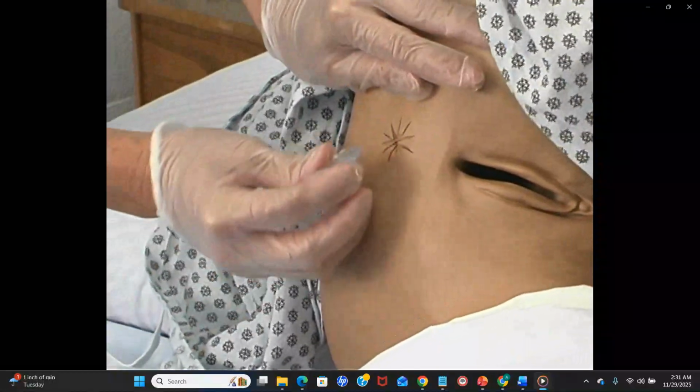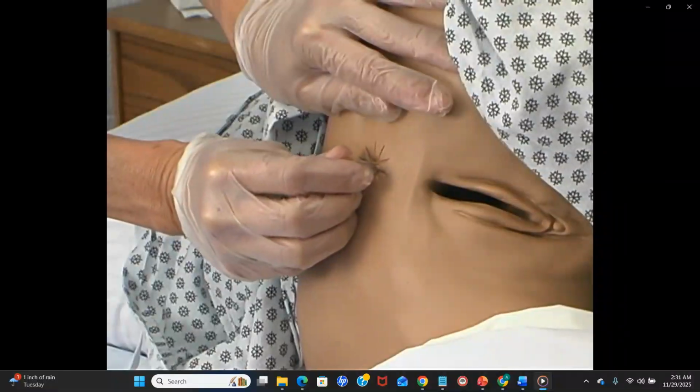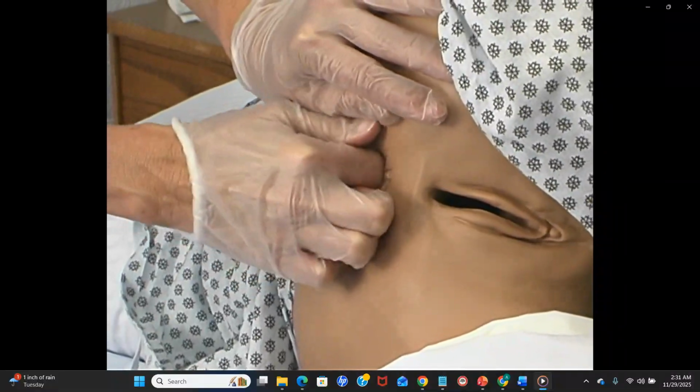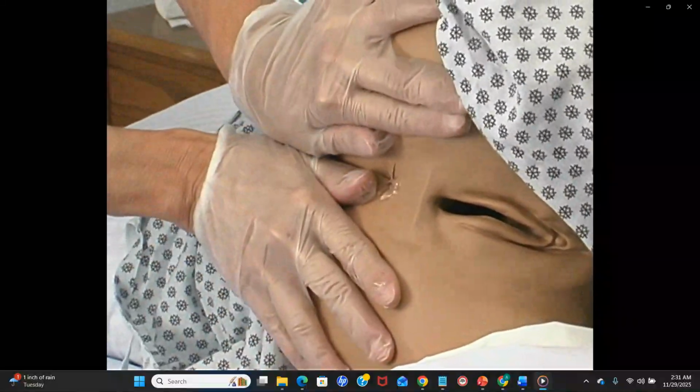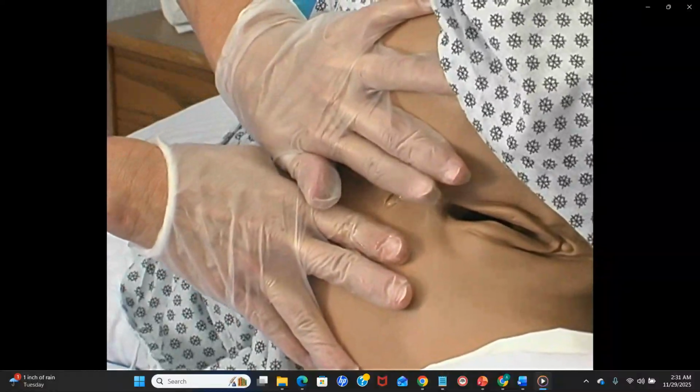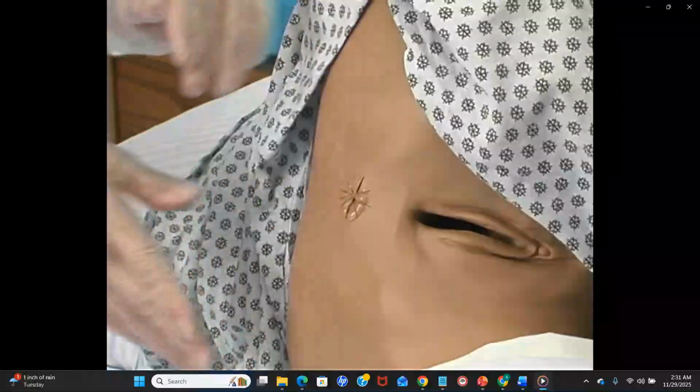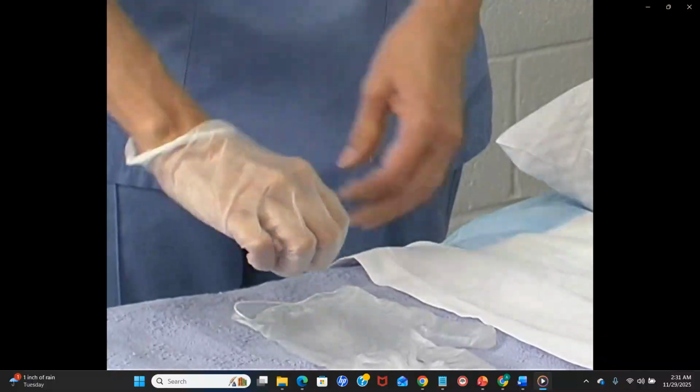Gently place the tip of the suppository against the rectal sphincter and push the suppository into the rectum as far as your finger will reach. After inserting the suppository, use both hands to squeeze the buttocks together. This will assist the client with holding in the suppository.